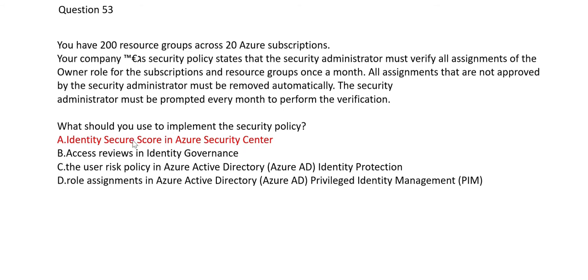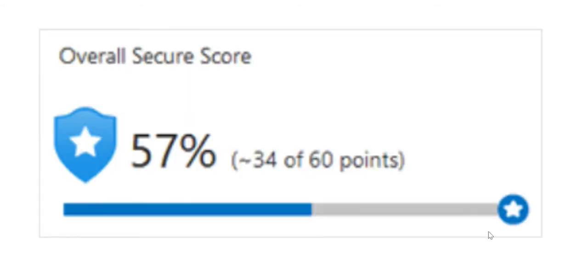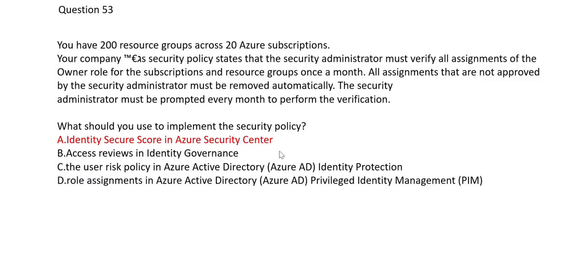So this one, secure score. This is how it looks. Here the score is 57%, which means 34 out of 60 points were matching. So the remaining points were not fulfilled, and from a security standpoint, people will need to work on the remaining points. So option A only helps you to meet the security posture. It will not send automated emails or reminders every month for verification. So A is wrong.